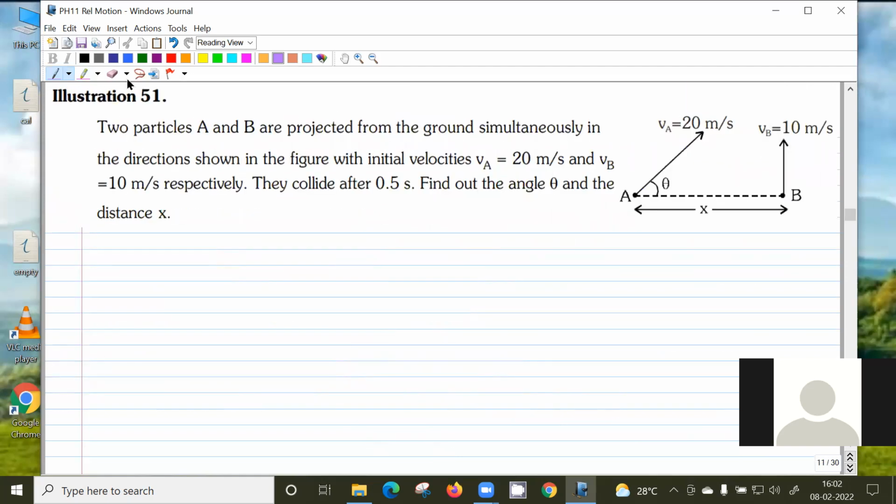Okay, this one: 2 particles, A and B, projected from ground simultaneously. So the picture is shown. One is at an angle theta, another one is vertically up. Velocity is given, 20 meters per second and 10 meters per second. They collide at 0.5 seconds. Find out the angle theta and distance x.